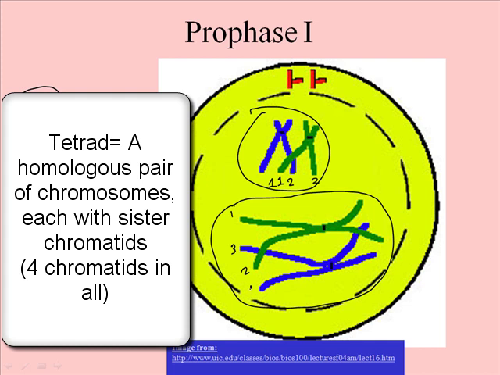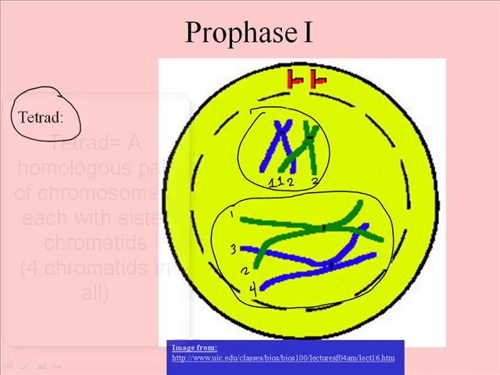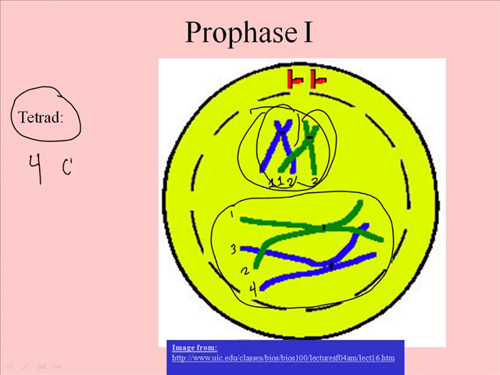And you could imagine in this picture, if the blue was from the mom and the green was from the dad, you could pretend that they were the homologous pair of chromosomes. Each has already been replicated with a sister chromatid. So tetrad referring to four, the four pieces are the four chromatids here, two of which are sisters, and together they make a homologous pair. That's rather confusing.